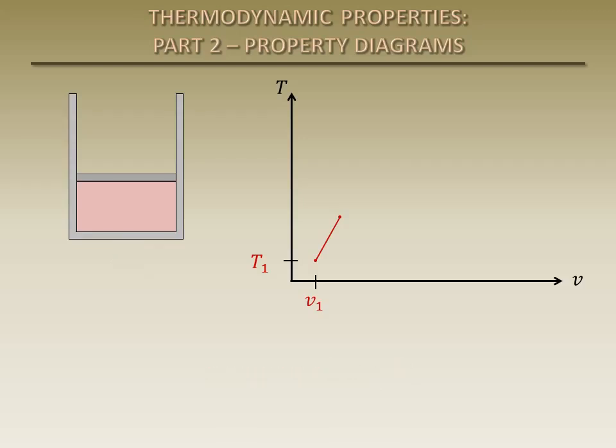Note that throughout the heating process, the piston is allowed to move as the liquid expands, so the pressure remains constant. If enough energy is added, it will become what is called a saturated liquid. At this point, it is still a liquid, but any additional energy added to it will cause some of the liquid to vaporize. The temperature of a saturated liquid is called the saturation temperature, and the specific volume is denoted by Vf.